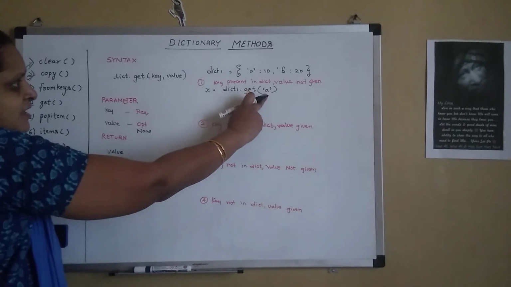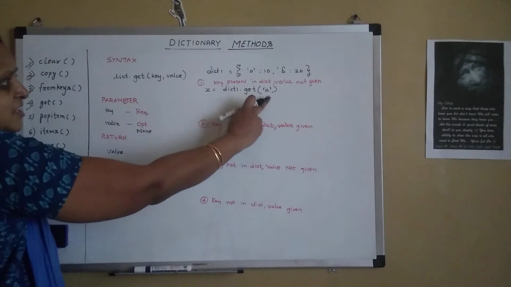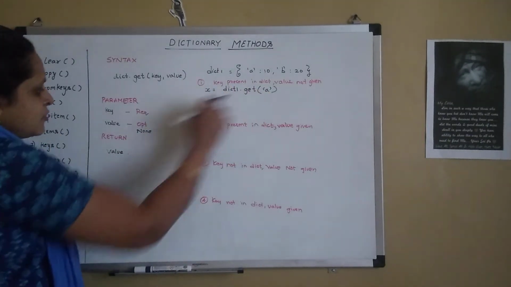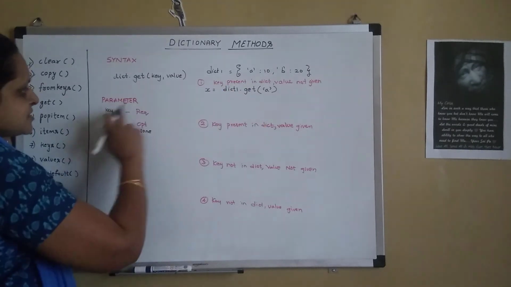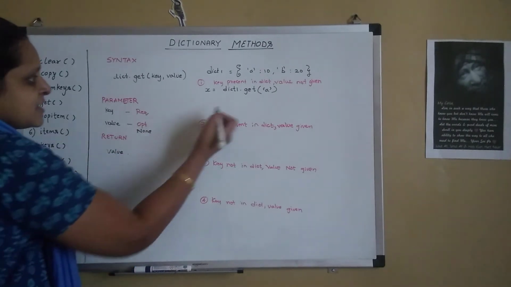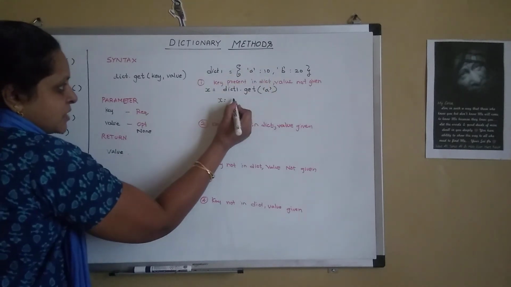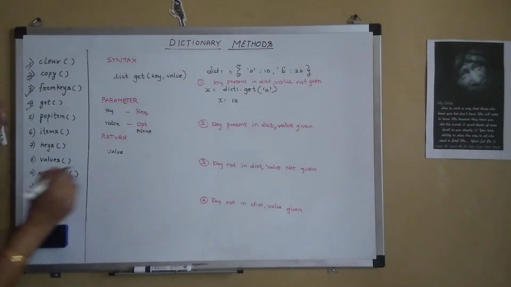Firstly, I'm giving the key which is present in the dictionary. A is present in the dictionary, and the optional value I have not specified. I have just specified the key. So in this case, my x will have the value 10 corresponding to A. Whatever value is there, it will have that particular value.